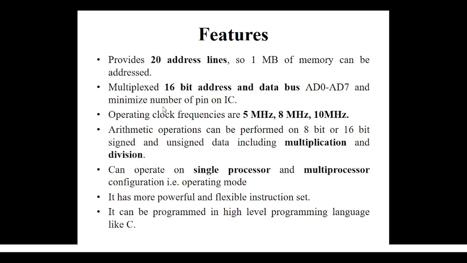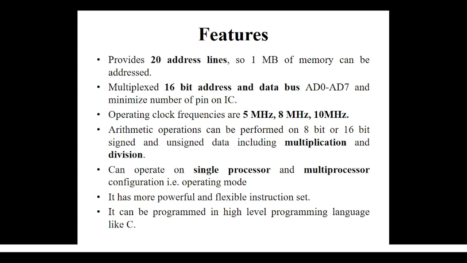So these are the features of your 8086 processor. Let us revise these features again. It provides 20-bit address lines, and a 16-bit address as well as data bus that are multiplexed with each other. You have to remember two things: 8086 consists of 20-bit address lines and 16-bit data lines. So the size of the address bus is 20 bit and the size of the data bus is 16 bit. The clock frequencies are 5 MHz, 8 MHz and 10 MHz.